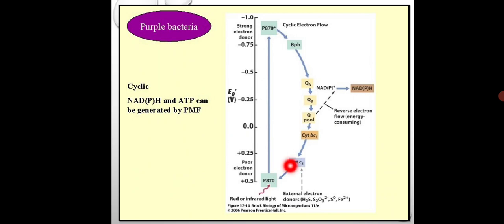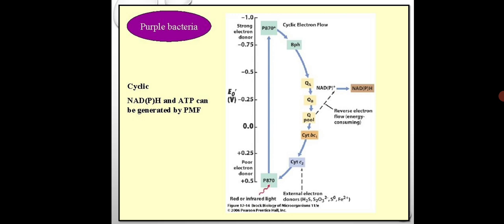Now your reaction center is P870. Okay, P870 is the reaction center, means what? It can absorb the light at a wavelength of 870 nanometer. Okay, so red or infrared light is focused or enters into this reaction center with the help of this antenna molecule. As the light passes, there is excitation. It reaches the excited state.